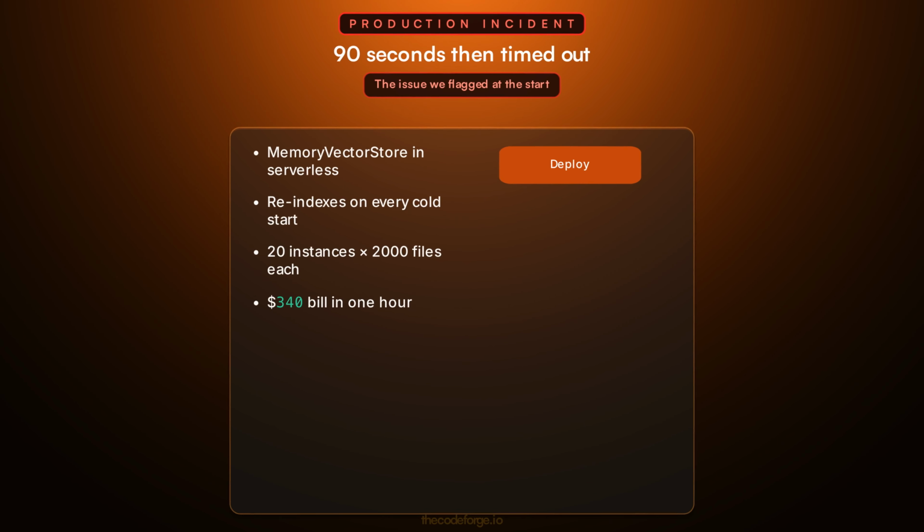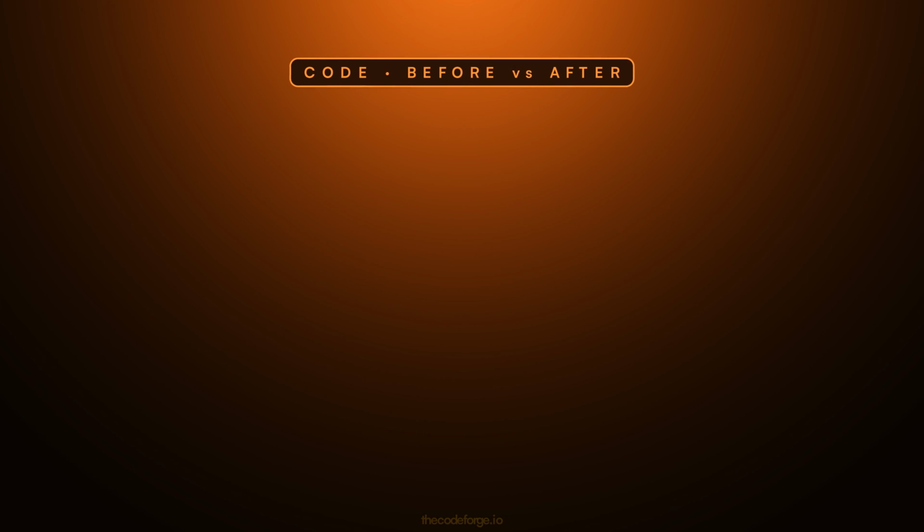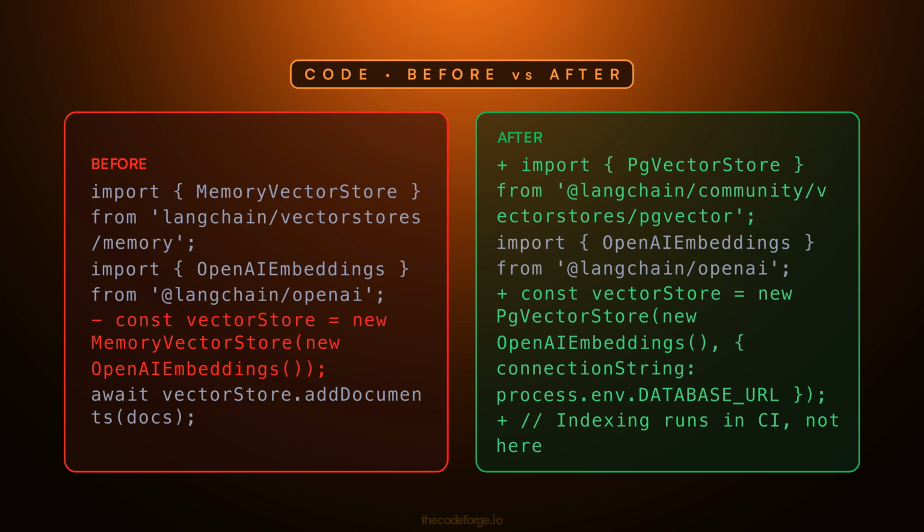This is the same issue we highlighted at the start. Here's exactly why that happened. The team used MemoryVectorStore, which lives in process RAM. On every cold start, each of 20 Vercel instances re-embedded the entire repo. That's 4,000 embedding calls in an hour, costing $340 and causing 90-second timeouts. Using MemoryVectorStore and serverless causes full reindex on every cold start across 20 Vercel instances, wasting cost and time.